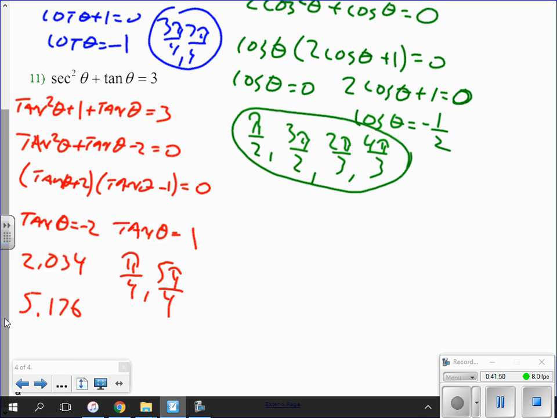Why is it tangent of theta plus 2 and not minus 2? Because it's minus 2 up there. Because when you factor, it's a negative 2, so you have to have 1 and 2, and one has to be positive, one has to be negative. That's why it's plus 2 and minus 1. Questions? Okay.